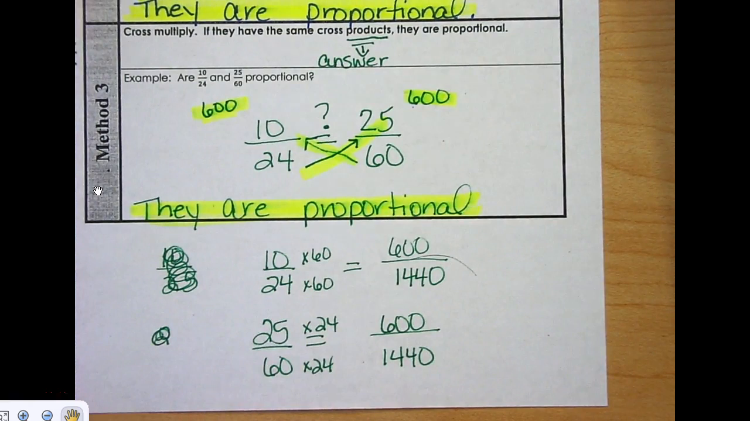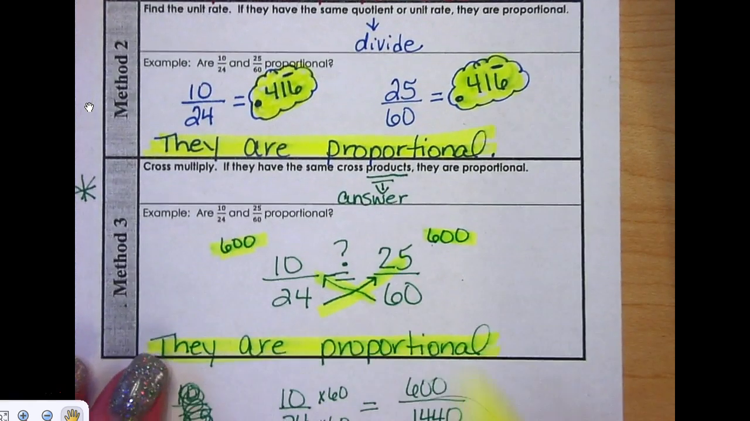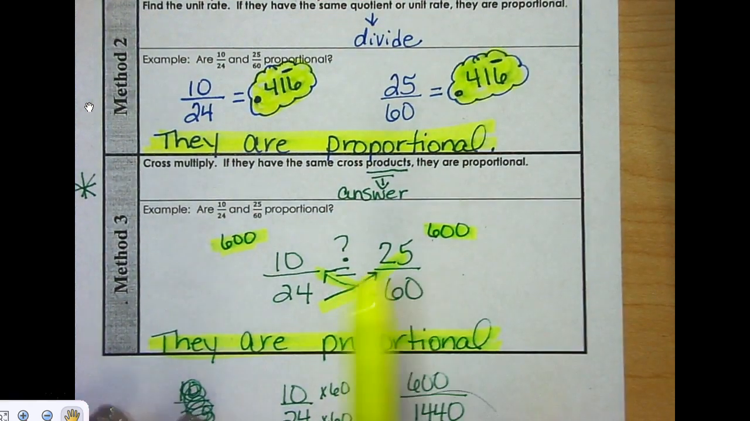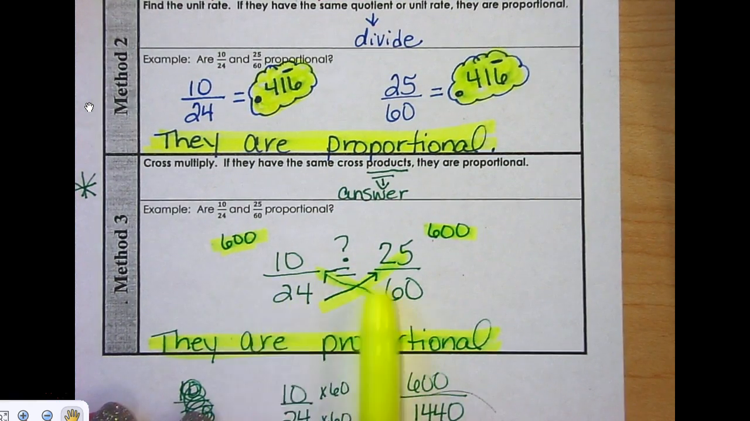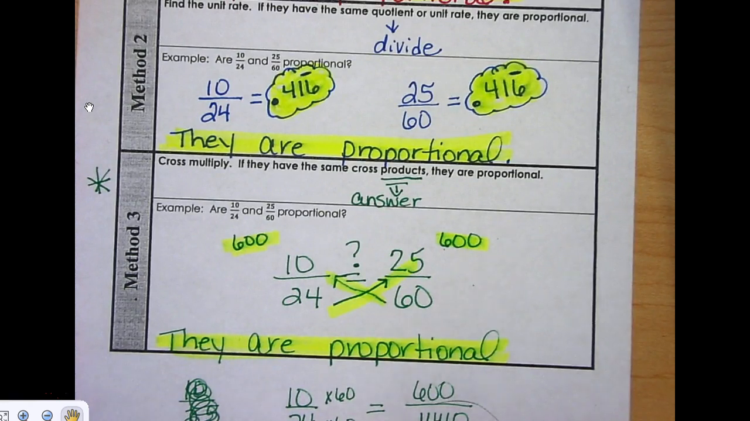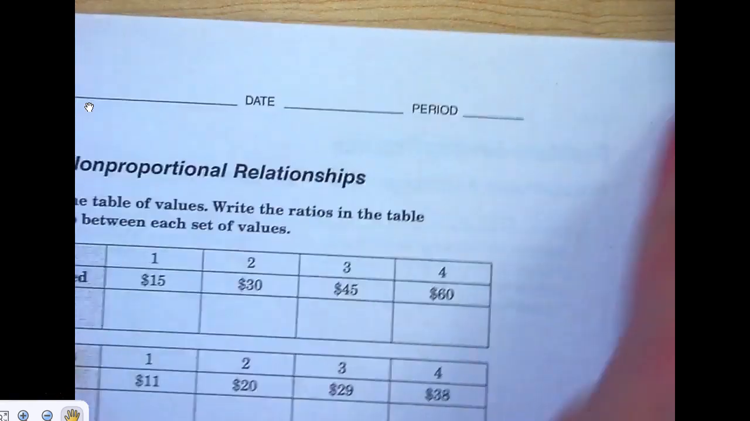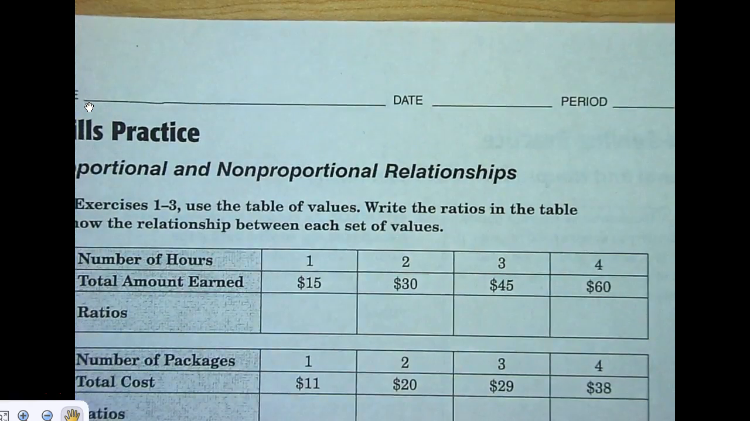Questions about any of these methods? I think that although some of you may like this method the best, this one is going to be the quickest and the easiest. This one is going to be the one that I use to demonstrate because we use cross products so frequently that we're familiar with it. Okay. All right, let's look at the skills practice, and then we'll put that in our journal.